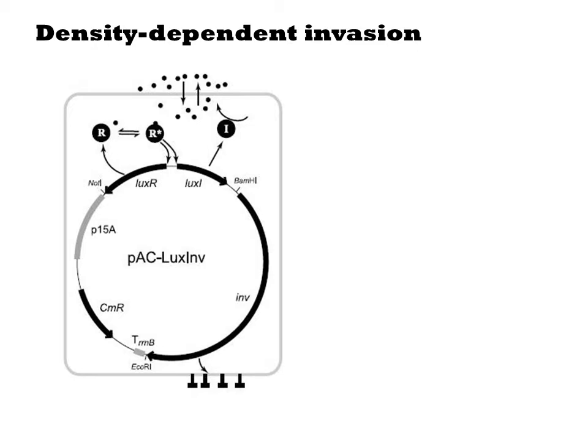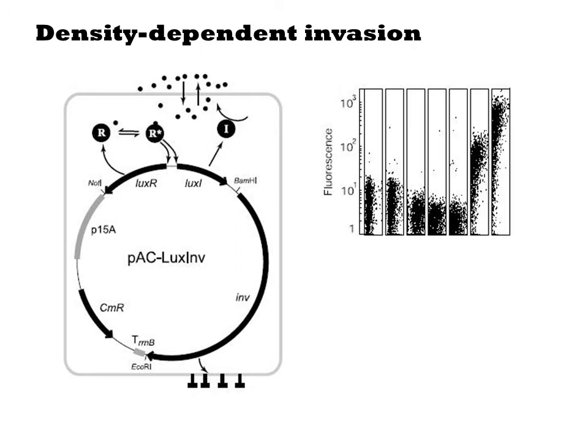Here, the entire lux operon is placed in front of the gene. This quorum sensing device responds directly to homoserine lactone and indirectly to bacterial density. In this cytometry trace, the lux sensor is placed upstream of GFP and data is flow cytometry of green fluorescence as a function of cell density. There is a sharp transition at the higher cell densities towards activation.